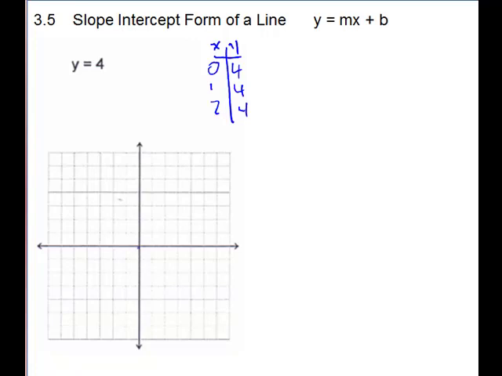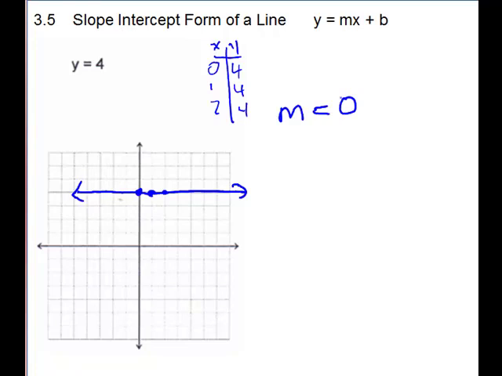So 0, 4, don't go over, go up 4. And 1, 4. And 2, 4. And that will remind us about our line. And so we have a horizontal line. What is the slope on a horizontal line? It is 0.